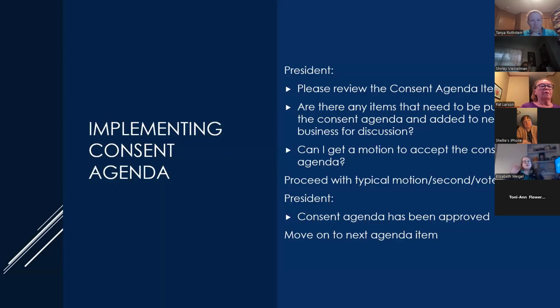How you would do a consent agenda is you would typically provide all the items ahead of time. My chapter has a Facebook group where the treasury reports and the minutes get posted as soon as they're ready to go, so they're available for members to review ahead of time. When it came time to get to that portion of the agenda, the president would say, please review the list of items on the consent agenda.